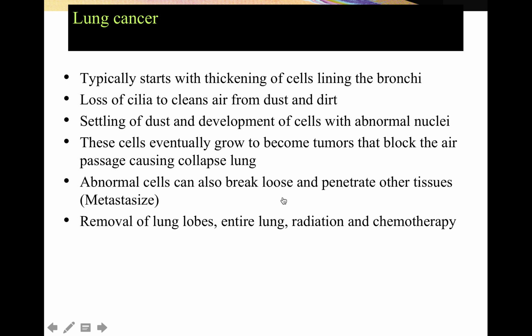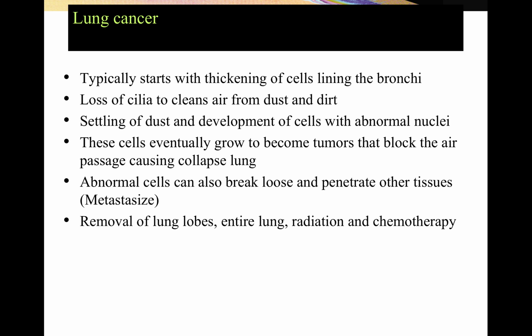Lung cancer, I don't really want to focus on that, but you do need to know that it has the ability to metastasize to other parts of the body, and as a result, if a person is diagnosed with lung cancer, typically they remove the section of the lung that has been affected. And they also treat the person with radiation and chemotherapy.